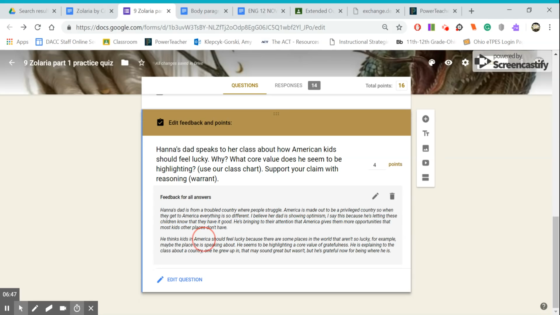Another possibility, he thinks kids in America should feel lucky because there are some places in the world that aren't so lucky. Maybe the place he's speaking about. So here's 1, and here's 2. If you wanted to, you could kind of go into a little bit more depth about the homeland that he talks about. He seems to be highlighting, okay, and then I mentioned the core value of gratefulness. He's explaining to the class about a country, one he grew up in, that may sound great, but wasn't. There's a little bit more about that homeland. But he's grateful now for being where he is.